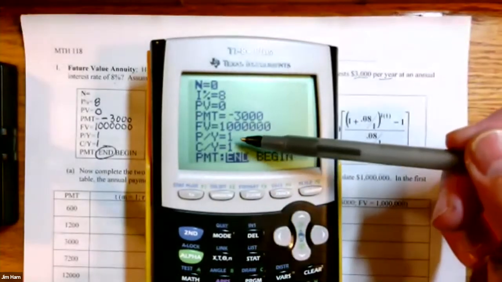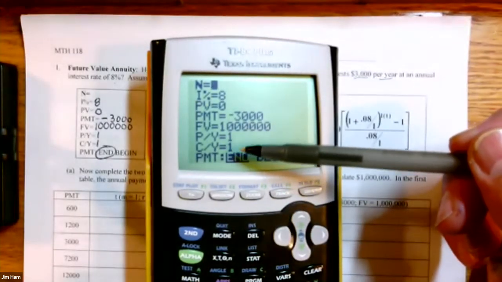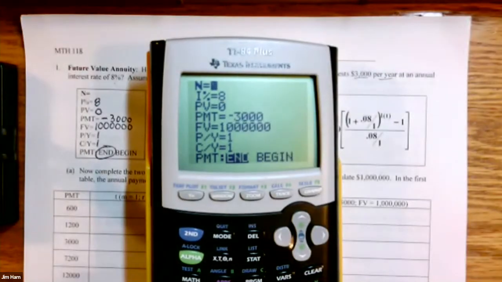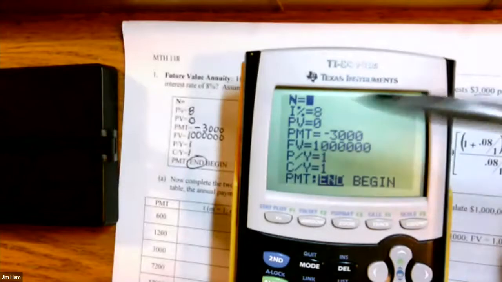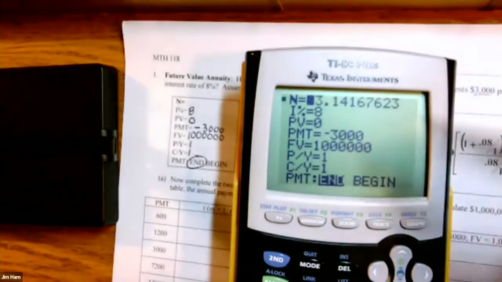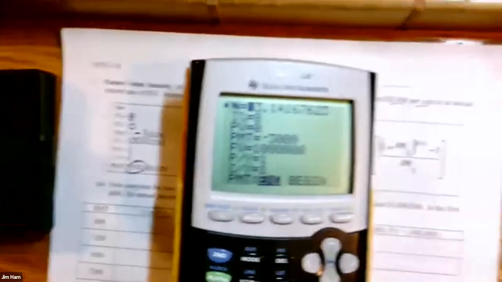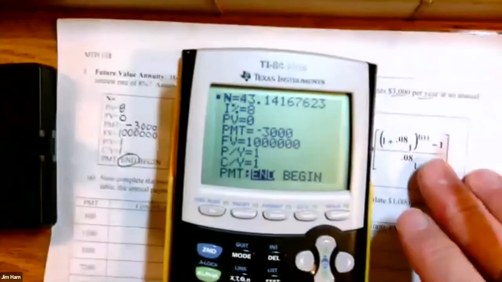Now, because the payments per year, compounding per year is 1, remember N is 1 times M. And if the M is 1, the N is going to be equal to the T. So this gives you the number of years right here. And we'll solve that. And it's going to take 43 years. Do you understand what that means? You understand how powerful that is?